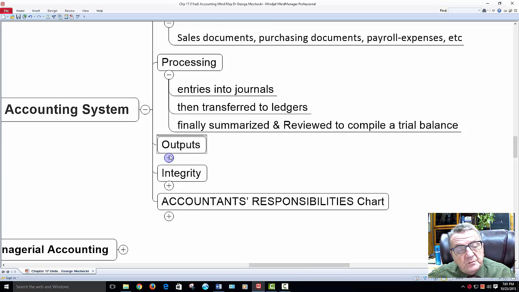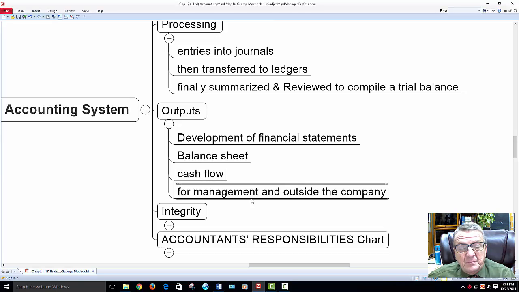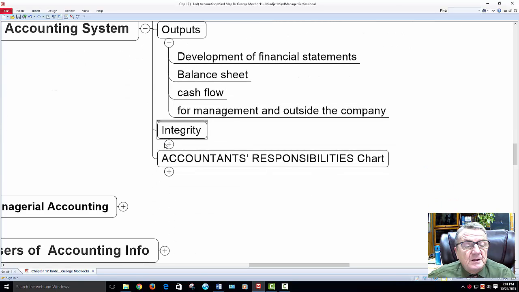Okay. Then when I look at the outputs, I develop financial statements, and we're going to talk about the three main ones: income, balance sheet, and cash flow. Just get used to them. I'm going to be telling it over so you do well on the exam. Balanced cash flow, and for management and outside company.